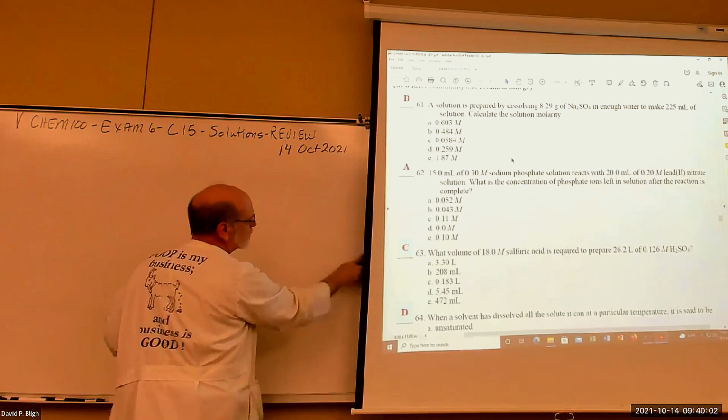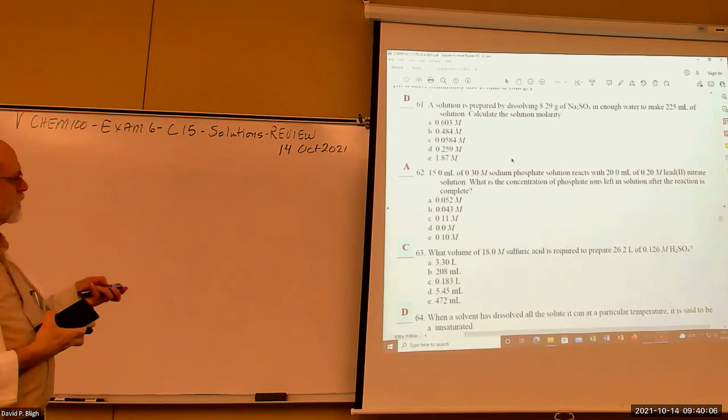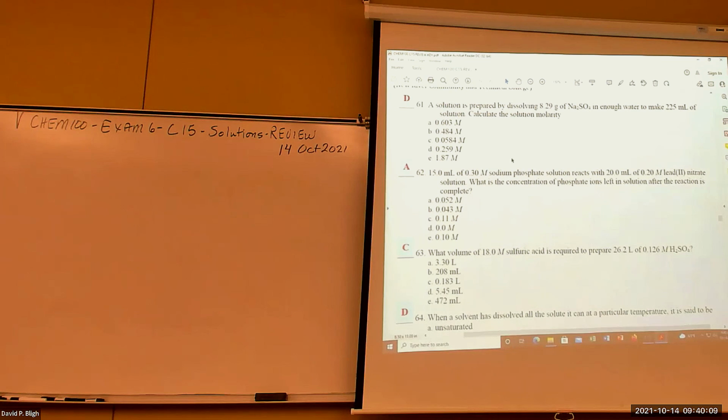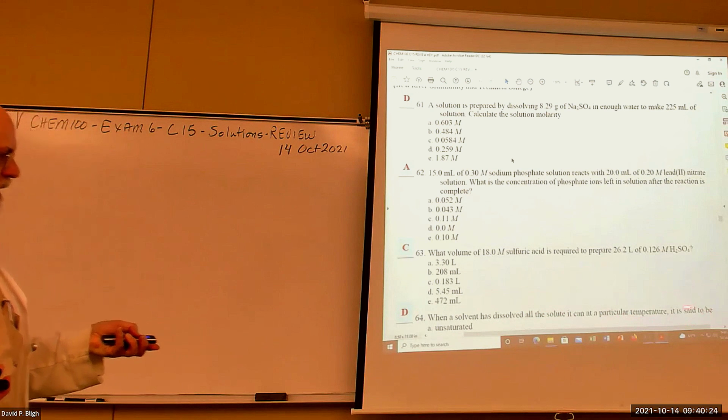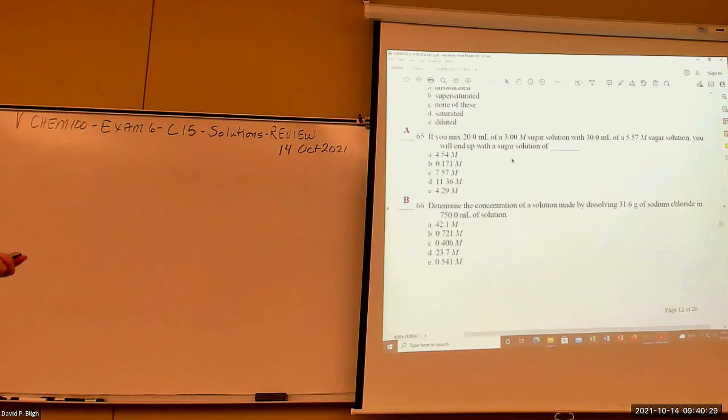All right, that was, which one? This one, 62. All right, looks like I'm out of time. 64 is definition. When a solvent has dissolved all the solute it can at a particular temperature, it's said to be saturated. There it is, saturated. That's definition.